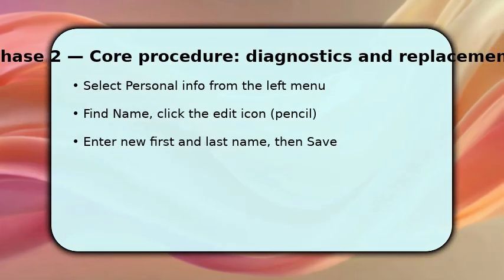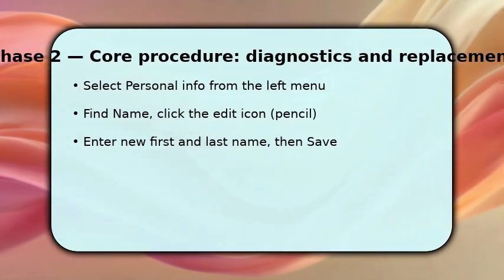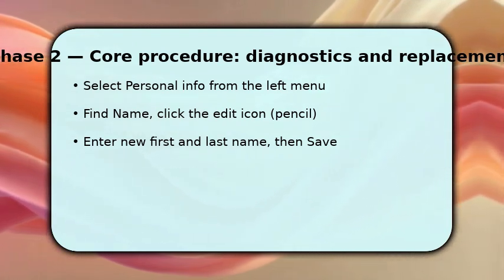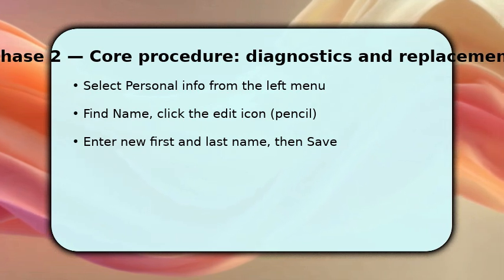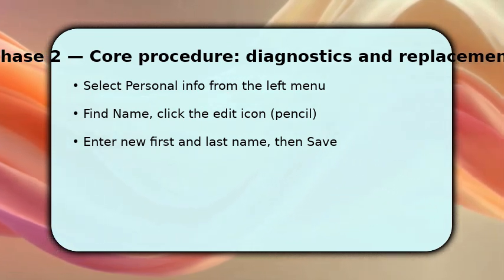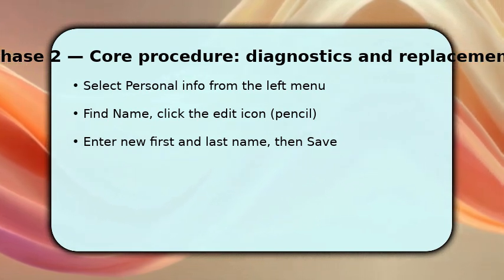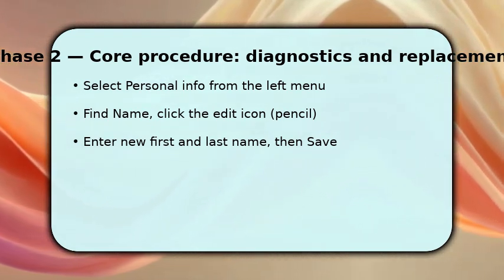Once in your account, select Personal info from the left menu. This is where your basic profile fields live. Scroll to Name and click the pencil icon to edit. Enter the first and last name you want displayed in chat. Make sure to follow any character or policy limits and confirm by hitting Save.